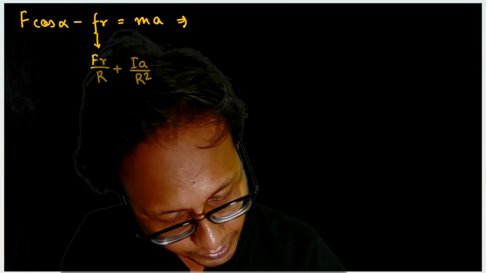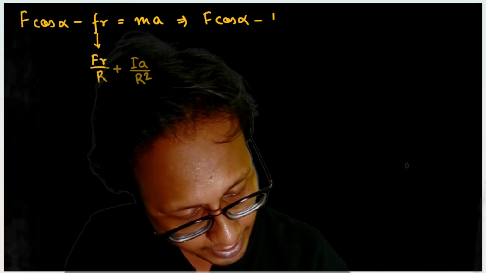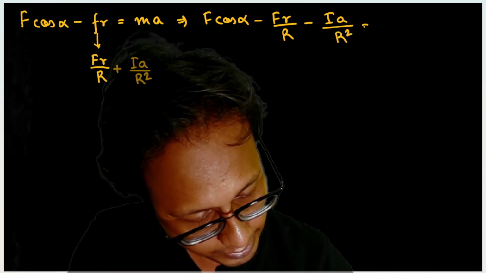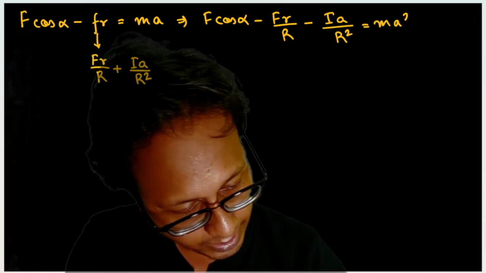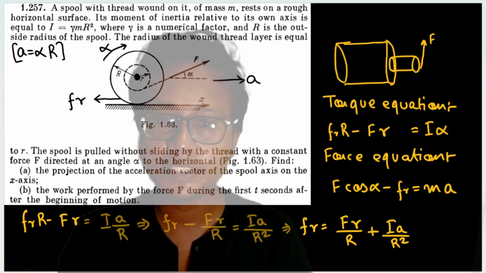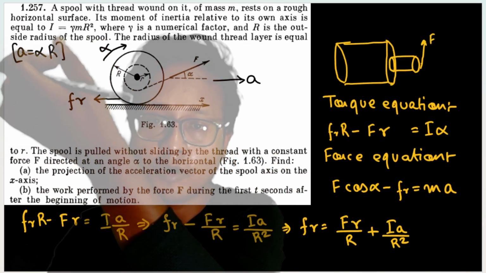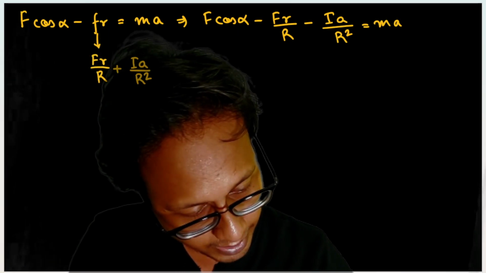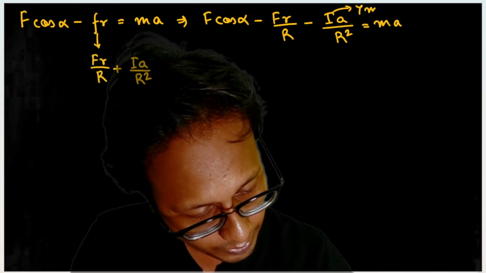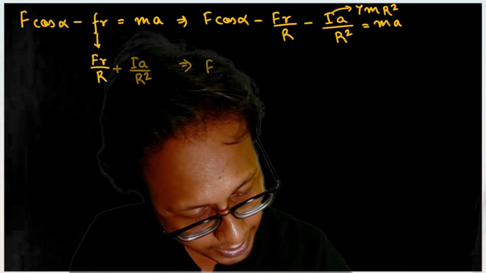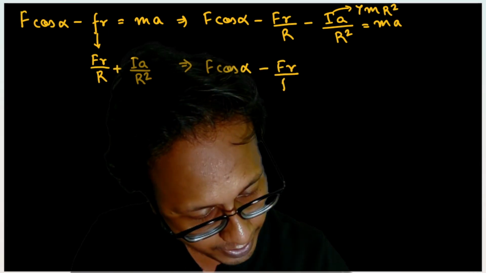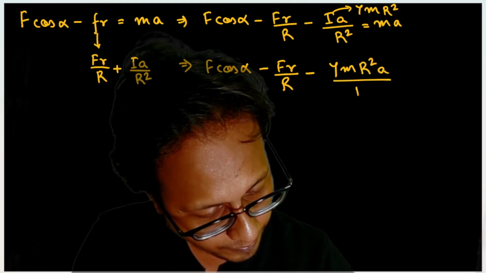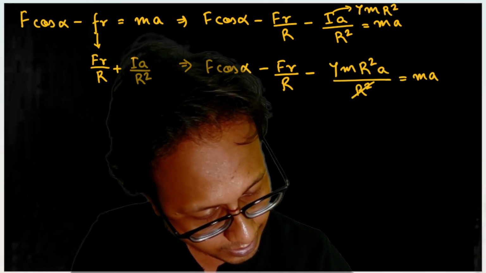Okay, so let me just solve this one. F cos alpha minus F r by capital R minus I a by R square is equal to mass into acceleration. Now let me see what is the value of I. The value of I is nothing but some constant into m into capital R square. So if I rewrite the equation, F cos alpha minus F r by capital R minus y m R square a by R square is equal to mass into acceleration. This and this will get cancelled.